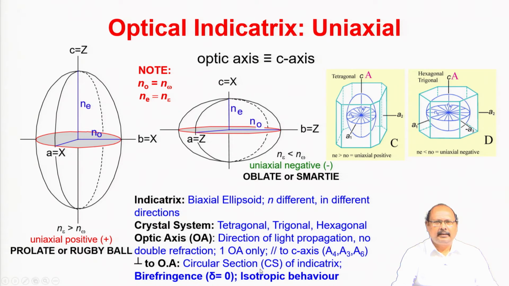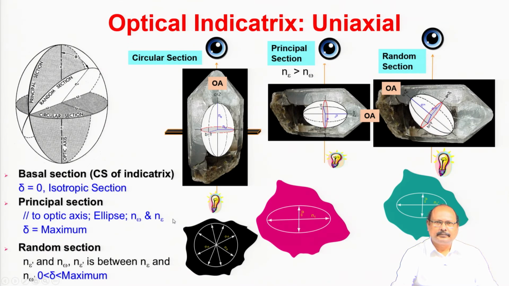Importantly, as we have seen in the case of the isotropic mineral group, here also a uniaxial mineral, which is an anisotropic mineral, will behave just like an isotropic mineral if the optic orientation is the circular section of the indicatrix, or the optic orientation is perpendicular to the optic axis. In that situation, a uniaxial mineral will behave just like an isotropic mineral.